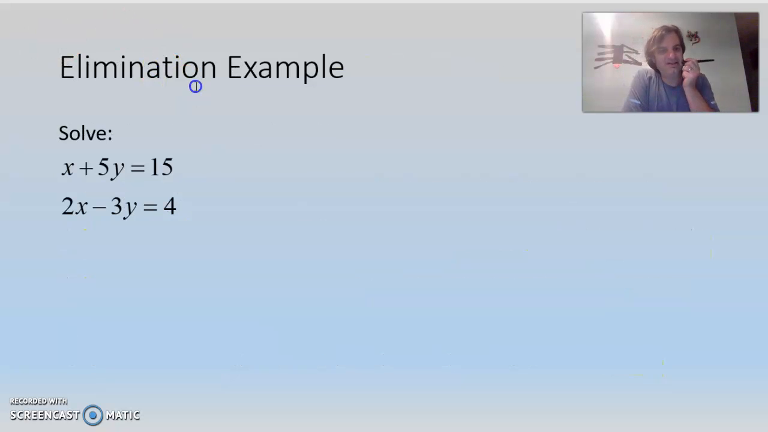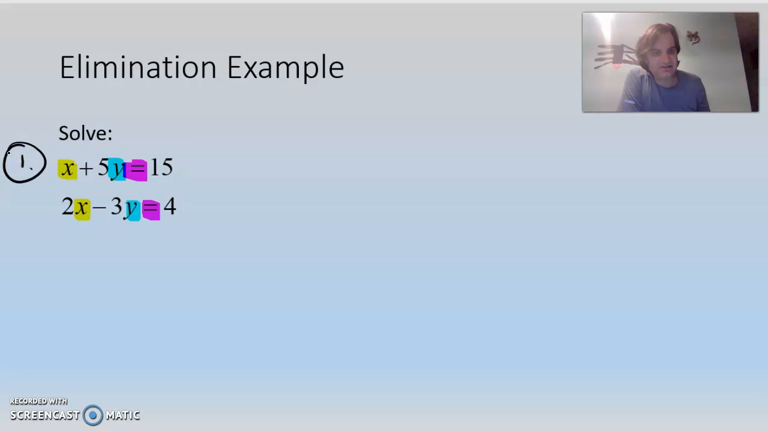The example is going to be two equations, x plus 5y equals 15. And the other equation is 2x minus 3y equals 4. So this one already has everything lined up on top of each other, so step 1 is done. So step 2, we're going to try and get either x or y like coefficients with different signs.